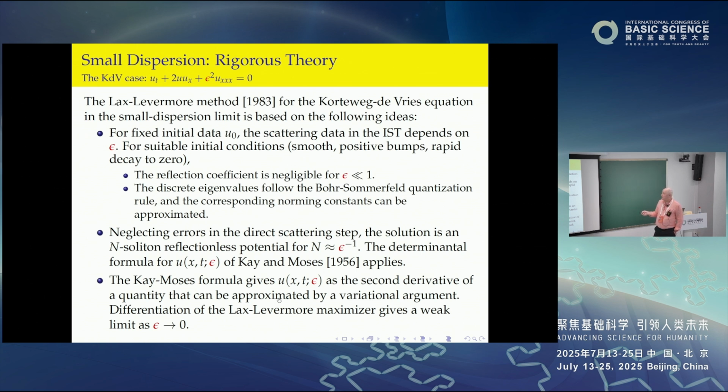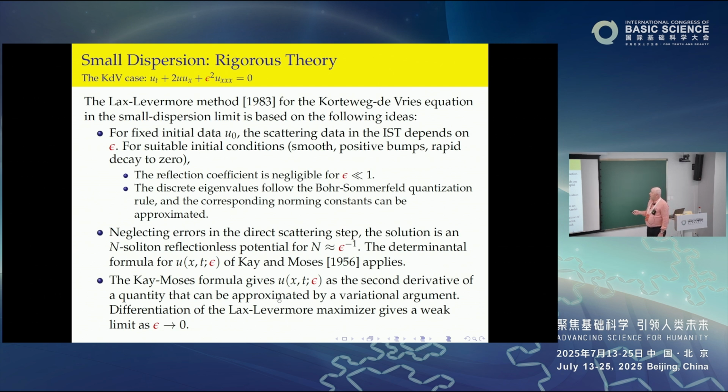It goes back to Lax and Levermore, 1980s. It's based on this idea that the KdV equation is magical. It can be solved by what's called an inverse scattering transform. So there's some kind of nonlinear version of the Fourier transform that you can apply to this PDE and transform the initial data into a scattering domain, a transform domain, in which the evolution is quite simple, and then you transform back to discover something about the solution of the PDE.